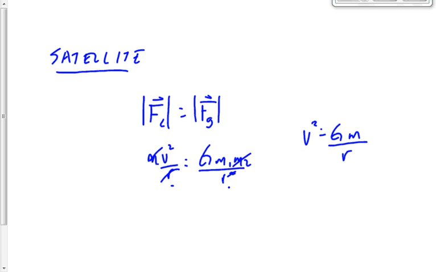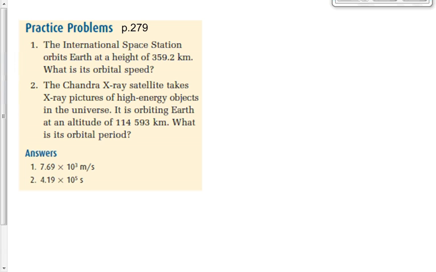Now, we had a couple questions for homework last night on this. Page 279. Any issues with either of those questions on page 279? Number 1, okay. Number 1, you're trying to find the speed of the International Space Station, 7.69 times 10 to the 3 meters per second. That's somewhere in the range of 30,000 kilometers per hour. You're going at about Mach 30 as it orbits around the Earth.